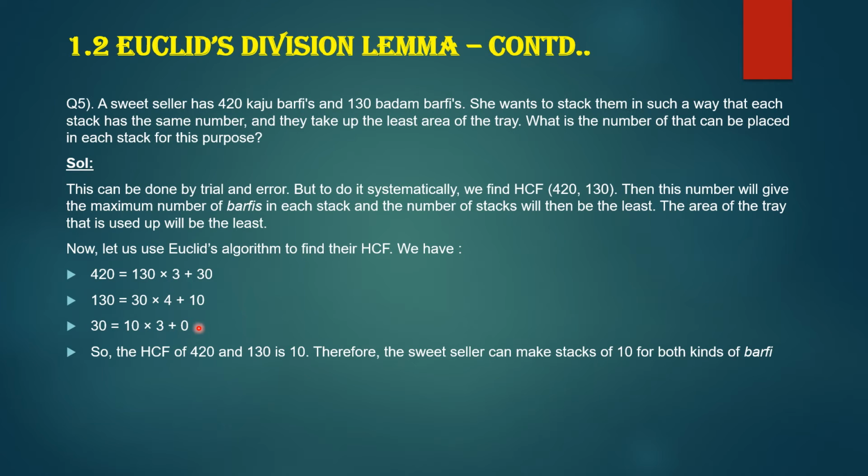The moment R becomes 0, you read this line, A equals B Q plus 0. So B, or in some examples it is called D, the divisor, becomes the highest common factor for the two numbers, or the two types of sweets that the seller wants to have. Okay, student, this particular slide is basically trying to help you understand how to find the highest common factor. Let's quickly go to the next slide, student.